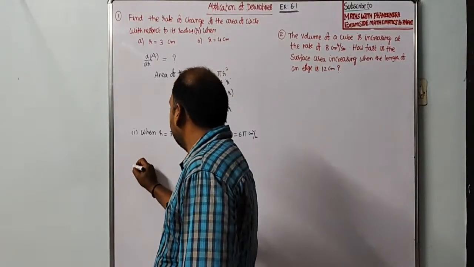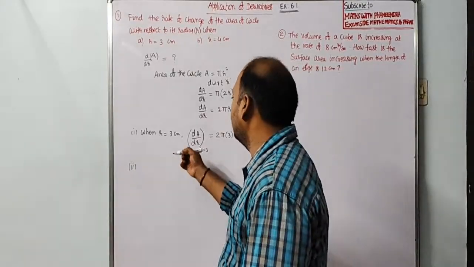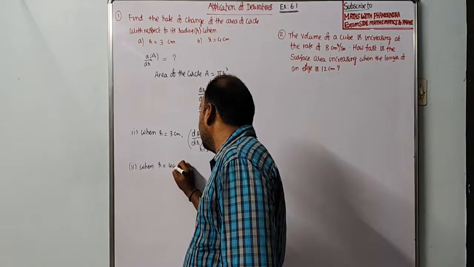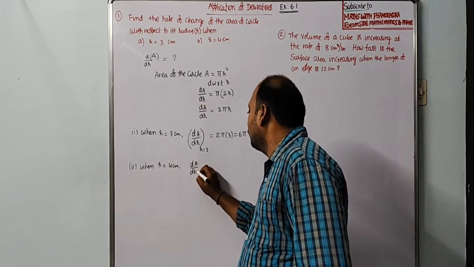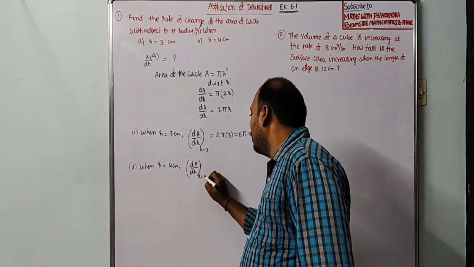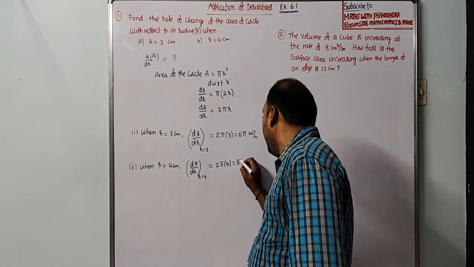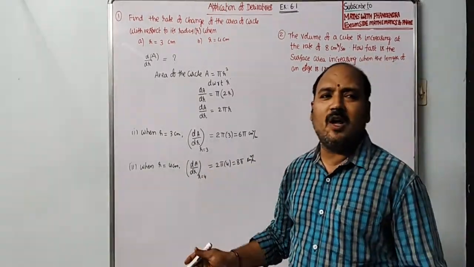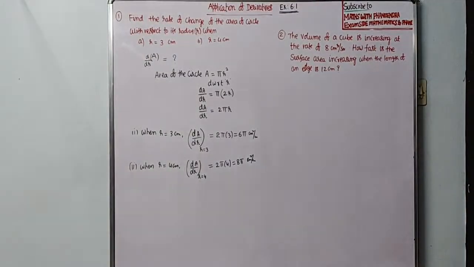Next, when radius r is equal to 4 centimeters, dA by dr. So when r is equal to 4, 2 pi into 4 is equal to 8 pi centimeter square per centimeter. So this is our answer, students. I hope you understand. We'll move to another question.